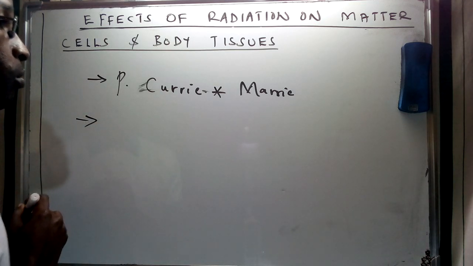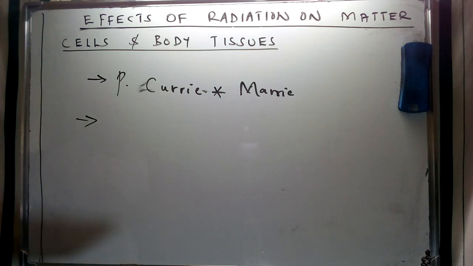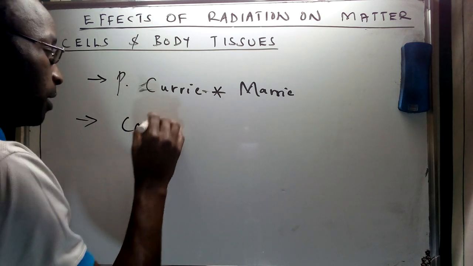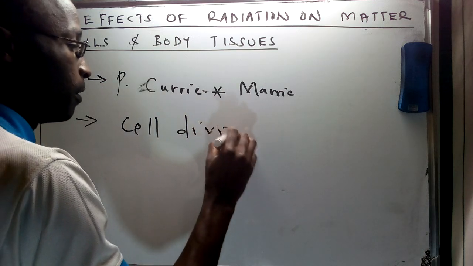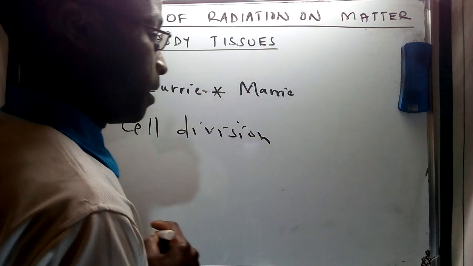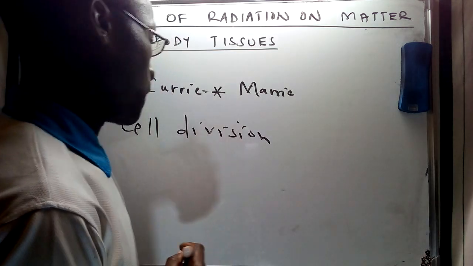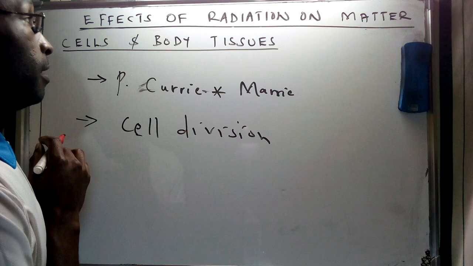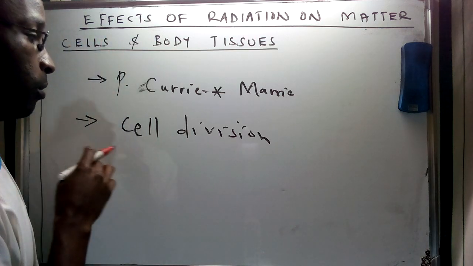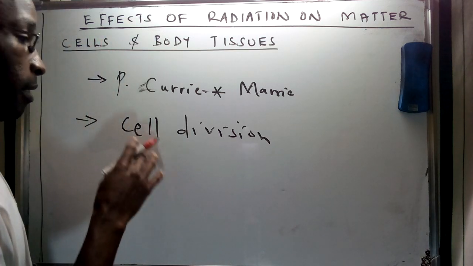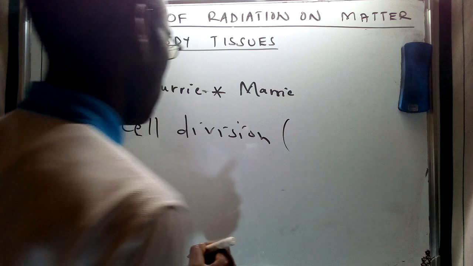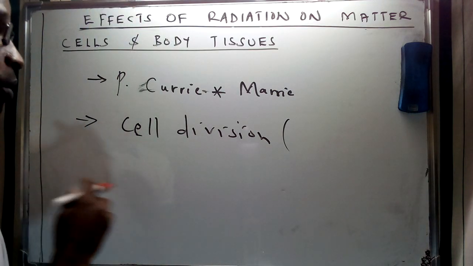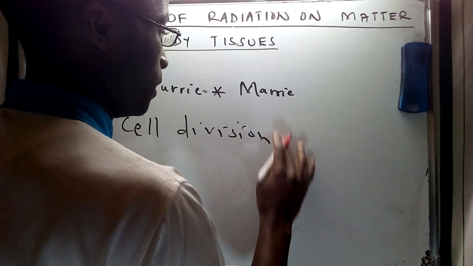One of the effects is that they are going to result in what we call a stopping of cell division. I mentioned the concept of cell division in some of our videos under meiosis and mitosis. So the interaction of these radiations and the body cells is going to lead to interrupting, or rather suppressing, cell division. And this can be looked at in two specific ways.